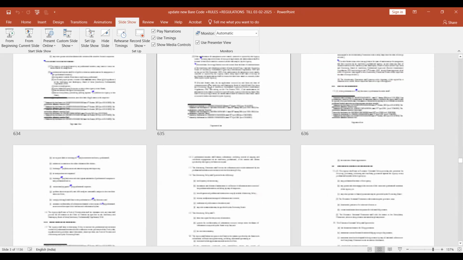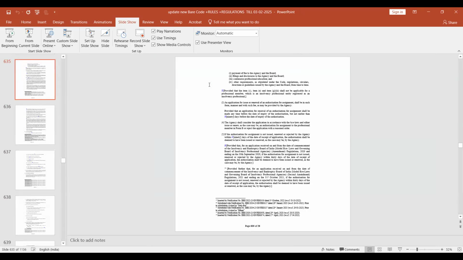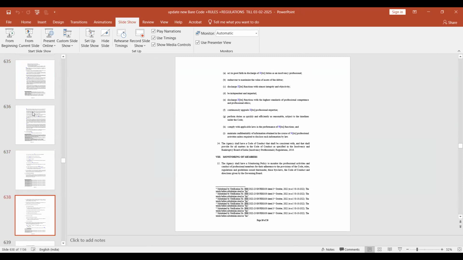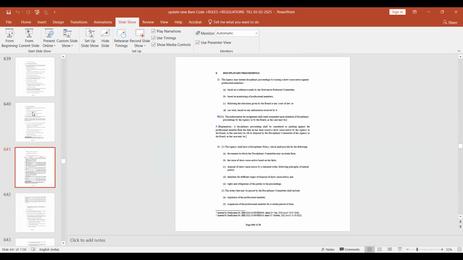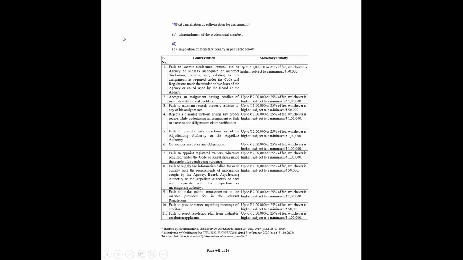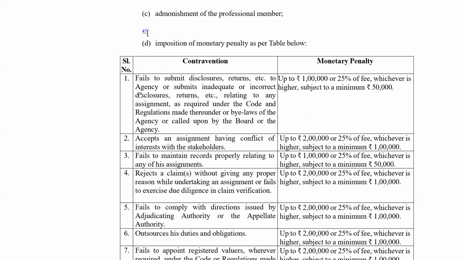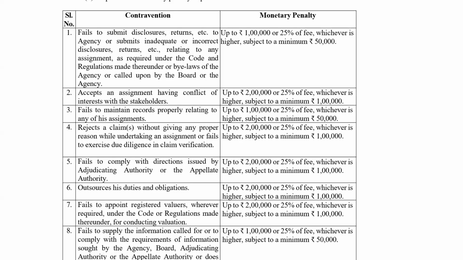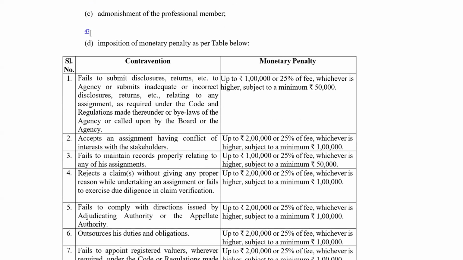Is it visible now? Yes. So if you fail to submit disclosure, return, etc.